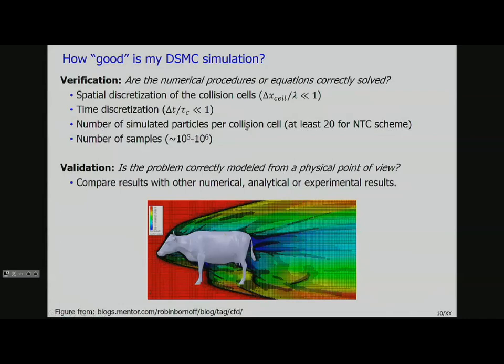If you have too few particles per cell, like if I only have 2 particles per cell, that means these 2 particles are just going to be constantly colliding. And that means their molecular properties aren't random. They're clearly correlated to each other. By having 20, the chances of having 2 particles collide frequently are very unlikely, so their molecular properties are much more randomly set. And then obviously you need the validation, which is comparing to other numerical, analytical, and experimental results. There are certainly several ways to do this depending on your problem.